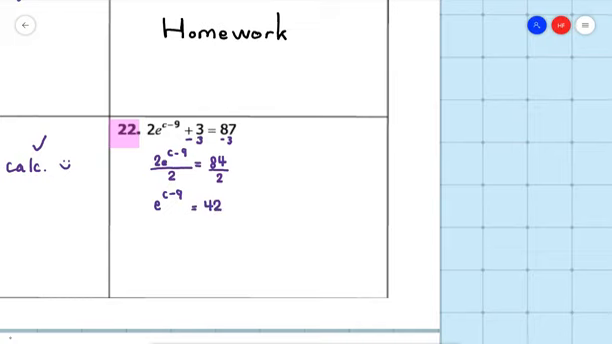And now e is as much isolated as it can be, so then I'm going to convert. Natural log of 42 equals c minus 9. And I want c by itself, so I'm going to add 9. So natural log of 42 plus 9 is what c is. And then we'll find that approximate value in our calculator. ln 42 plus 9. We get c is approximately 12.7377.